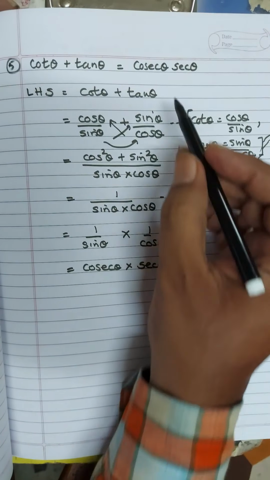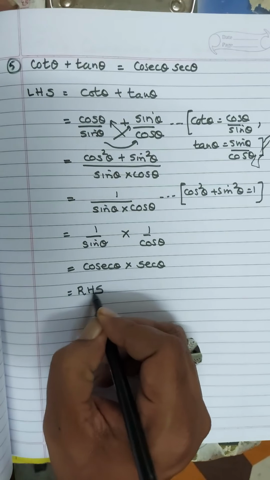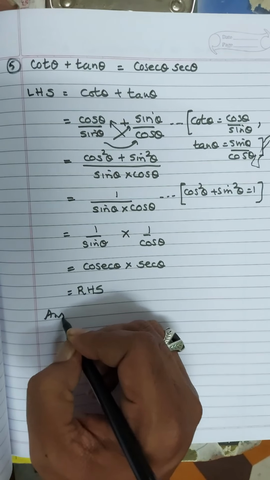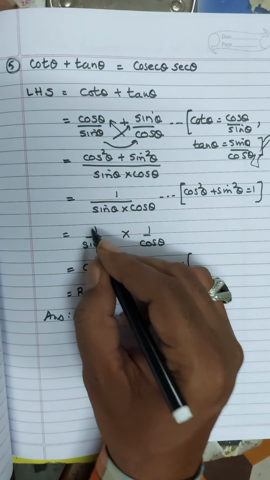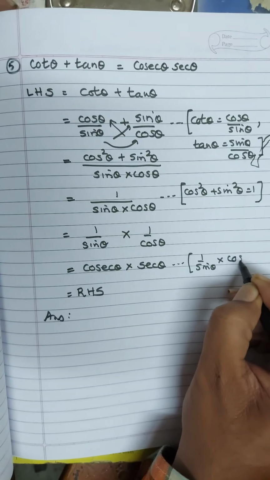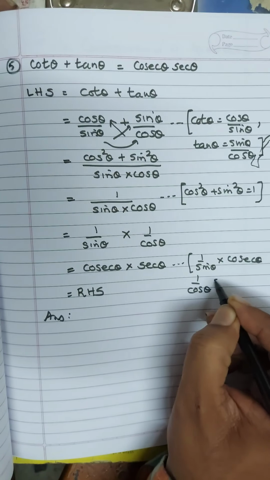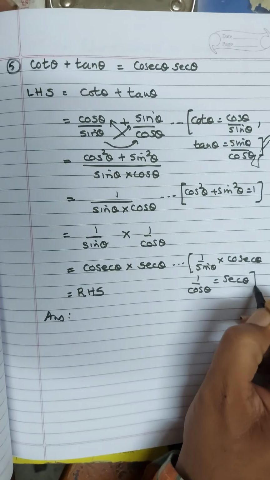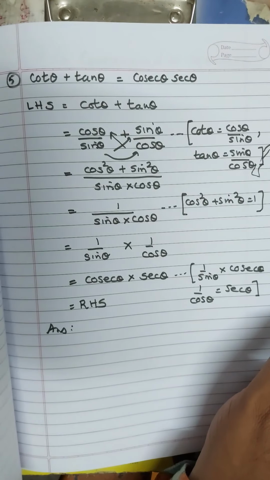So if we look at the right hand side, we got the answer, so we need to write here RHS, that is right hand side, and in the answer we need to write the entire question. Okay, here also we can write the reason. 1 upon sin theta is the reciprocal, cosec theta, and 1 upon cos theta is equal to sec theta. Okay, so in this way we can take the 3 marks from the board examination.